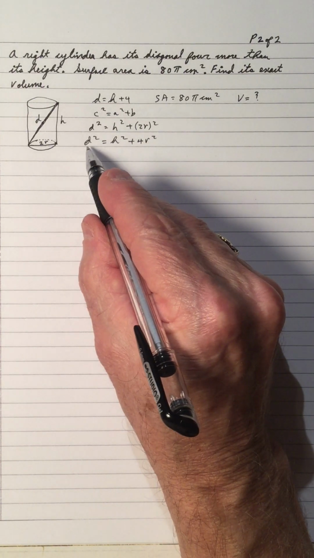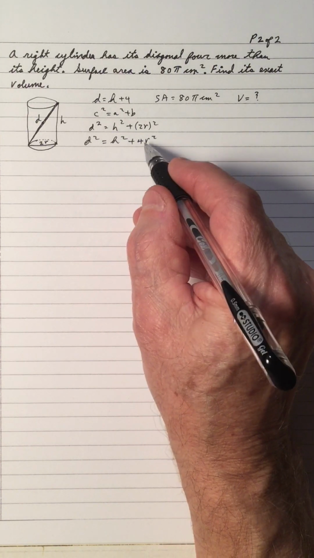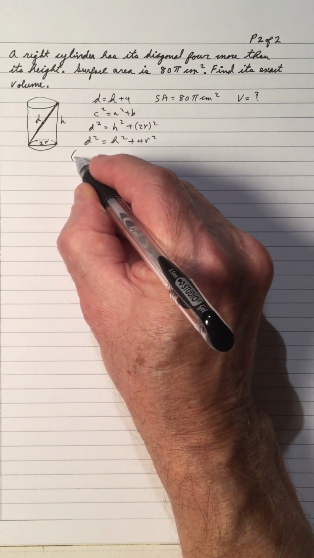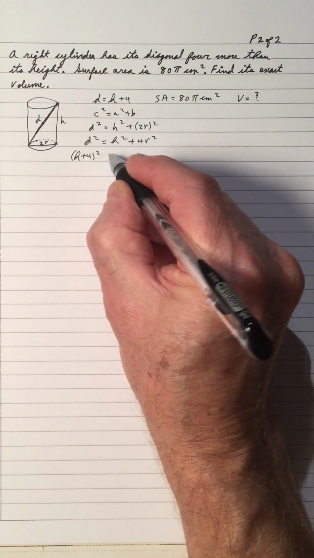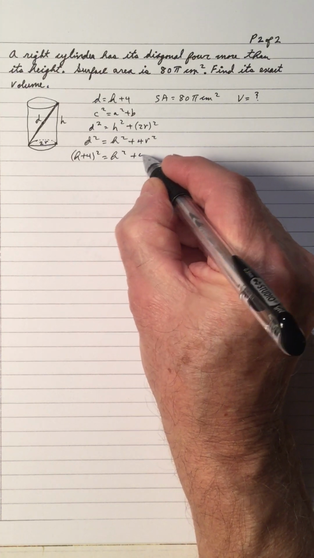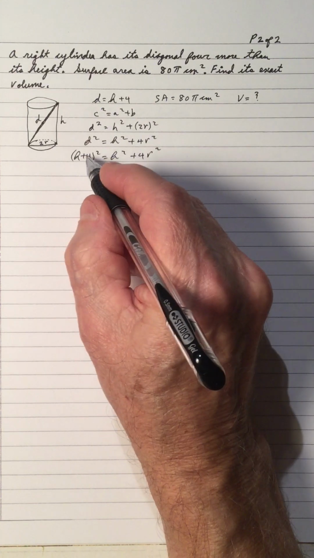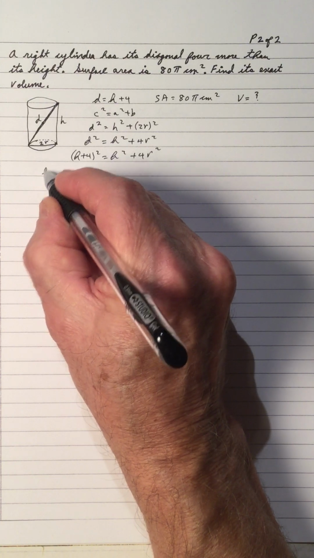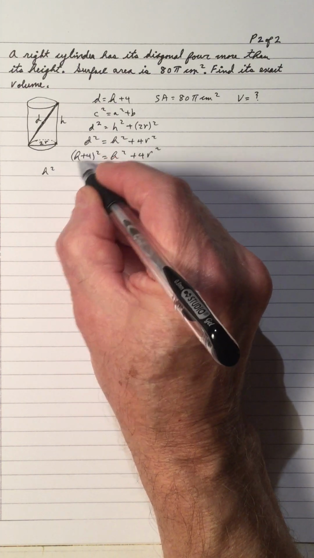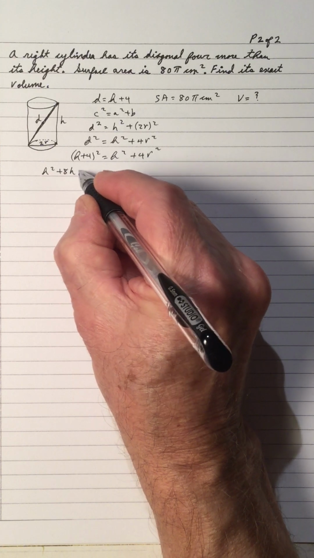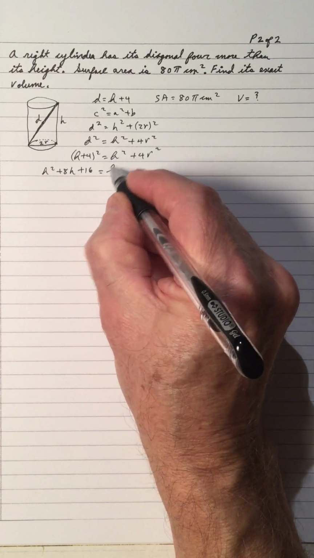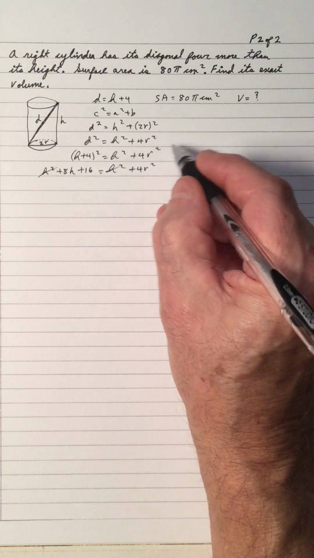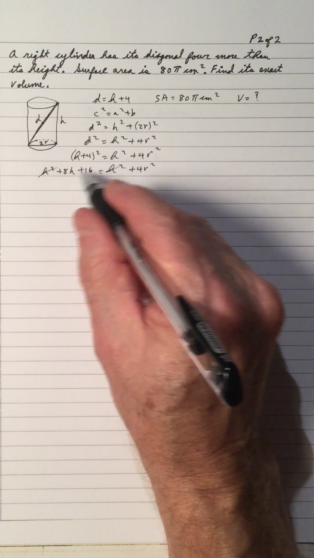So we have the diagonal, height, and radius. But the diagonal is 4 more than the height, so h plus 4 can go in place of d. And now we have an equation with h and r. Let's square the left side: h squared plus 8h plus 16. We got the right side done. The h squared cancels because it's on each side.